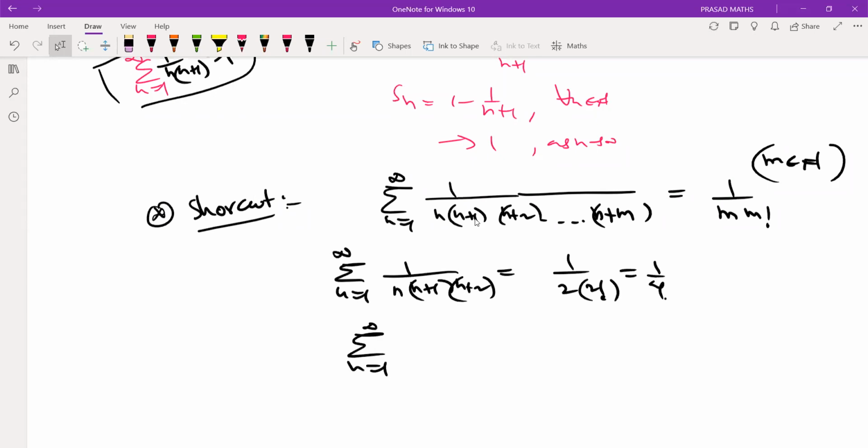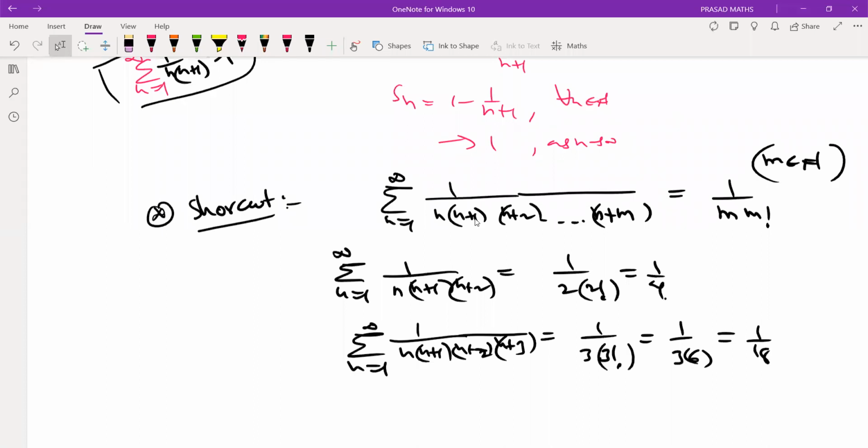Suppose you are given a question like this: 1 by n into n plus 1 into n plus 2 into n plus 3. This is exactly 1 by 3 into 3 factorial. That means 1 by 3 into 6, which is exactly 1 by 18, right? Using the same technique.